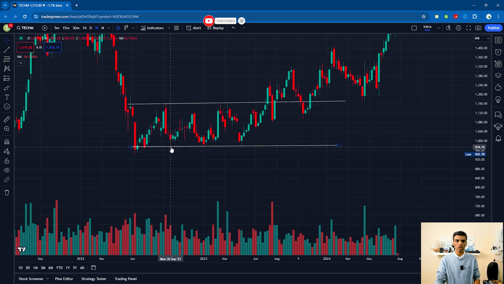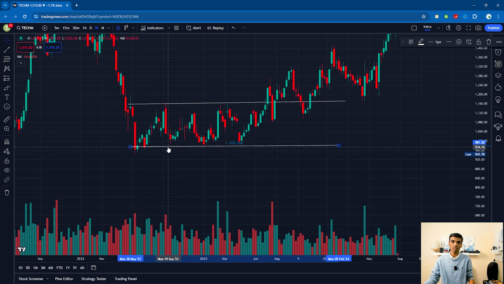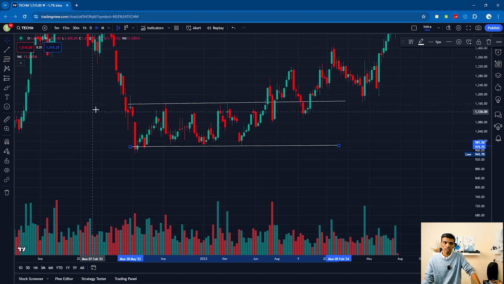Now let me zoom in a bit more. Now this is your resistance level, right? So let me select it. Okay, this is your support level, this is again your support level, and this is your support level. Now this is your resistance, and resistance.